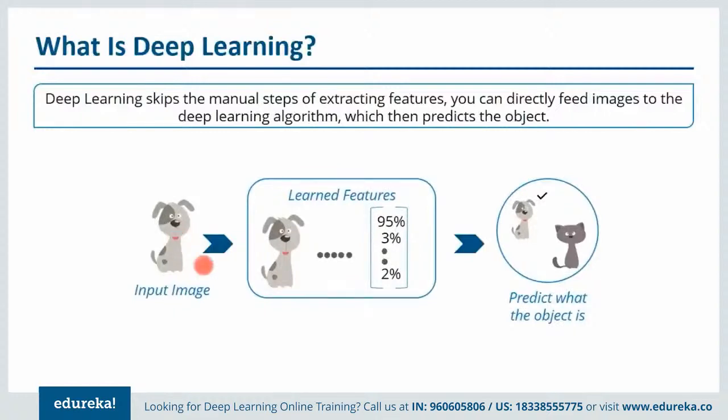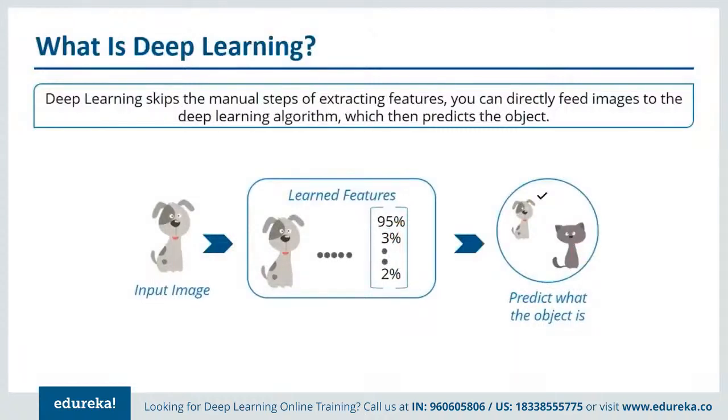So what happens here, we provide an input image of a dog, and then it will automatically learn certain features even if we don't provide it with those features. After that, it will give us the probability, and according to this particular scenario, it says 95% chances of being a dog, 3% chances of some other animal, similarly 2% chances of some other animal. Since the highest probability goes with the dog, the prediction says that the input image is nothing but a dog.